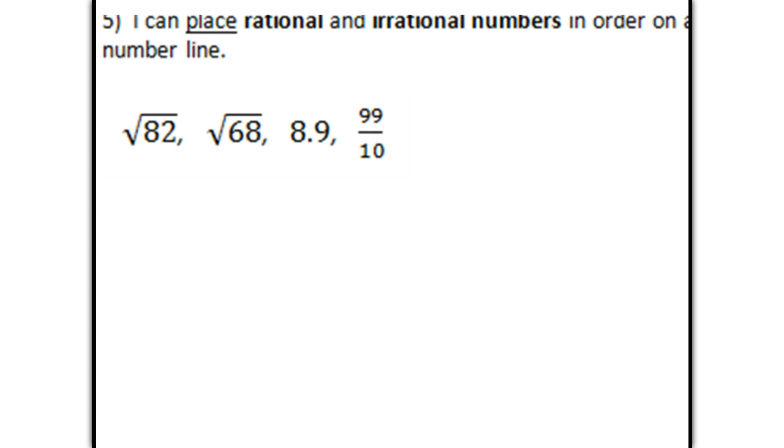Ordering numbers and placing them on a number line. So here if you have to put them on a number line, you can get the calculator approximations of each of these. Square root of 82 is 9.055.